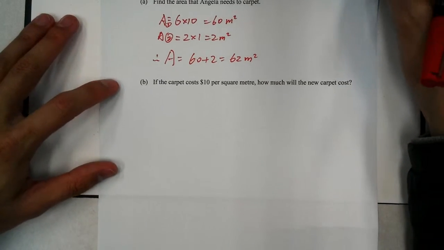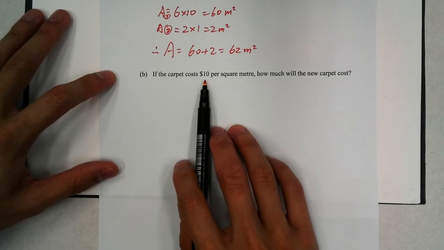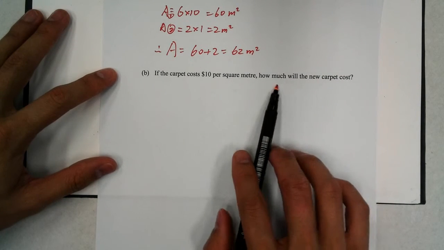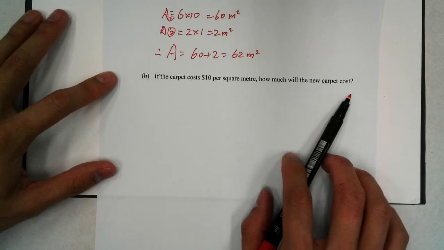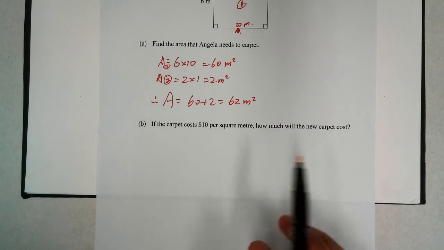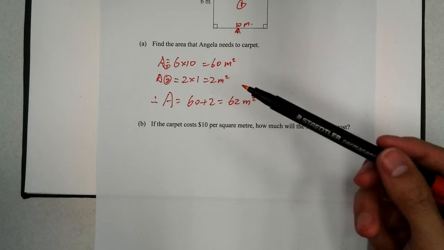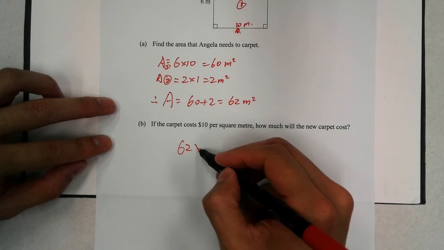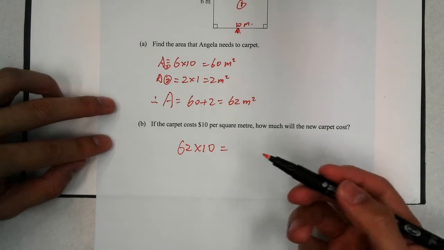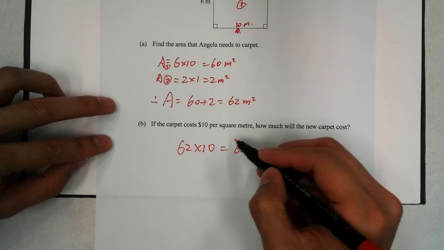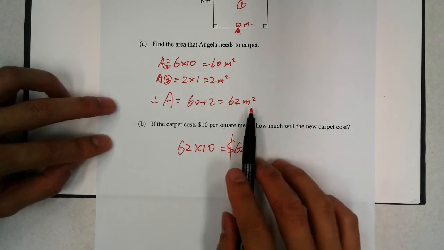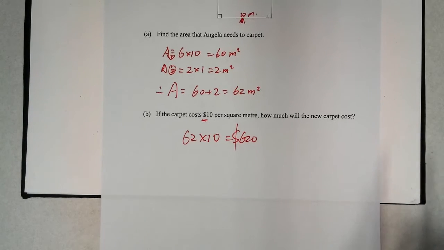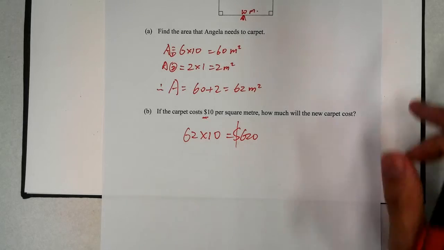And now they ask, the carpet costs $10 per square meter. How much will the new carpet cost? Because we already know the area of the carpet is 62, we just need to use 62 times 10, which is 620. Remember, now the unit is not meters squared, it's dollars. So the answer is $620.